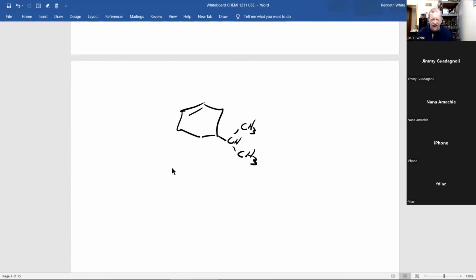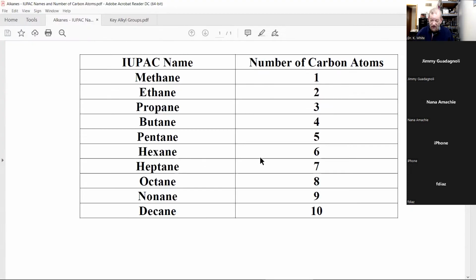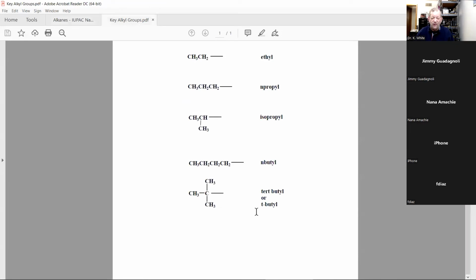And what would be the IUPAC name of this molecule? Now, if we were in class, I'd have this up on the whiteboard. I'd write it, but 6 is what? Hint. And let's look at the key alkyl groups. 3 carbons with the center carbon attached to a ring. Hint, right here, begins with an I.